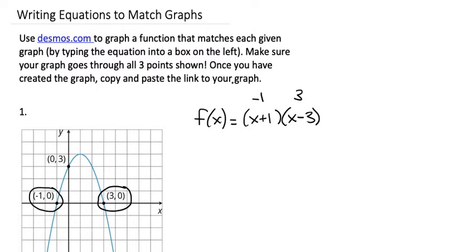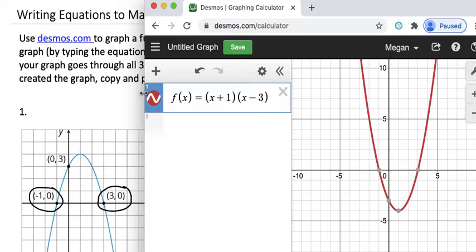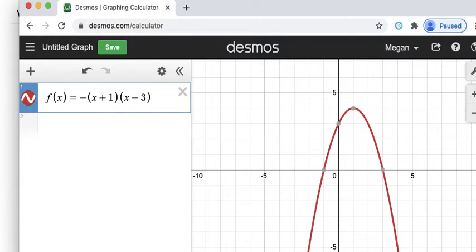So when it's in factored form, the way that I can do this is I can put a negative sign in front of the first set of parentheses. So that would look like this. I could multiply these parentheses out if I wanted to, but you don't need to for this activity. So let's try and put a negative sign in front of that x plus 1. Okay, that flipped the graph upside down.